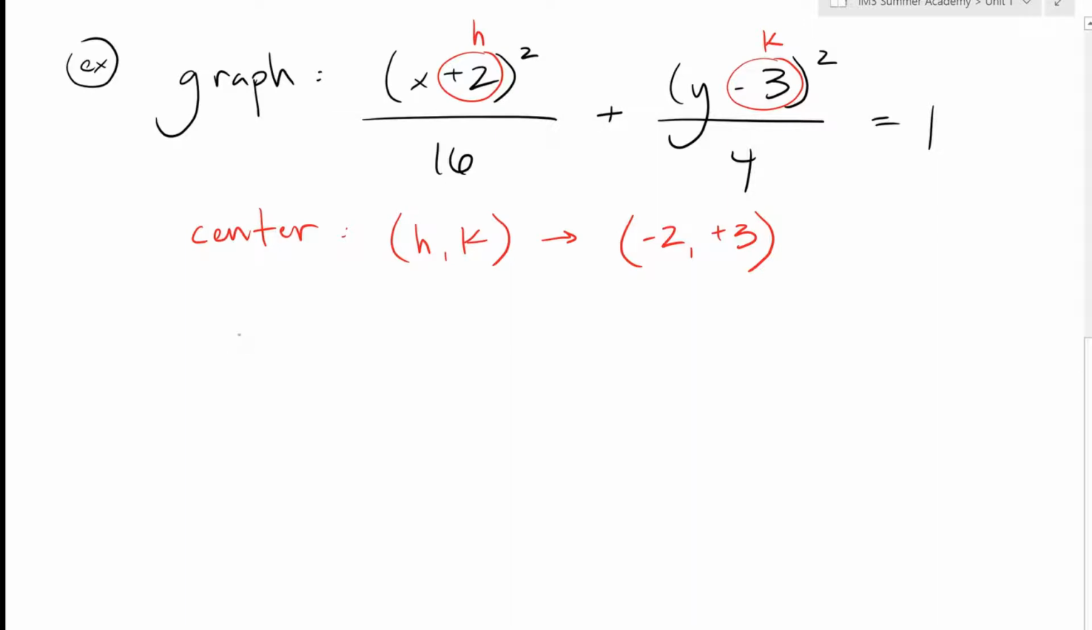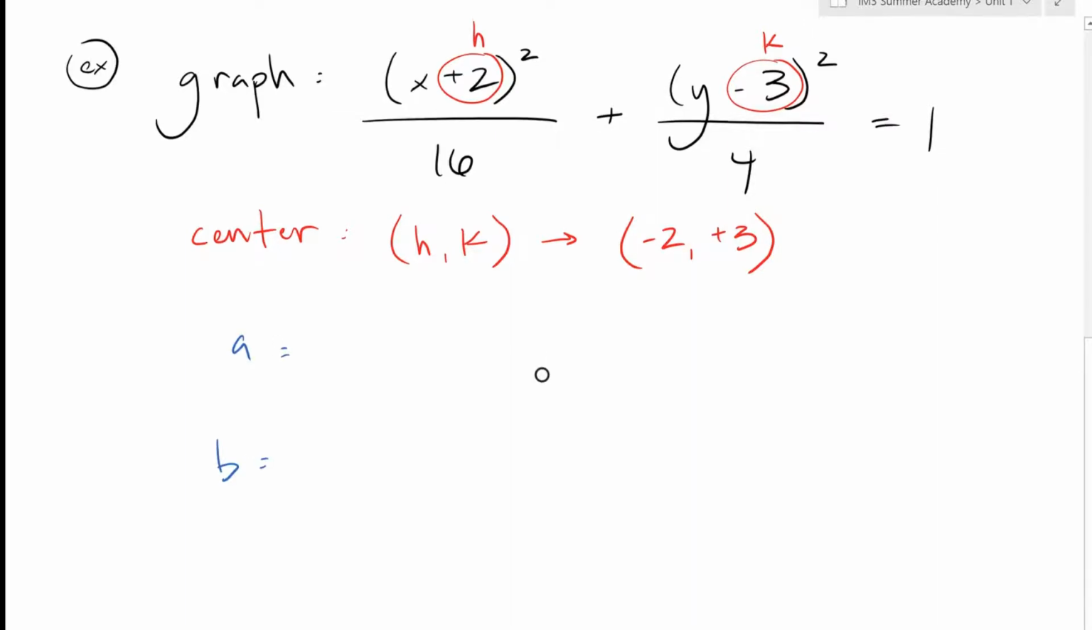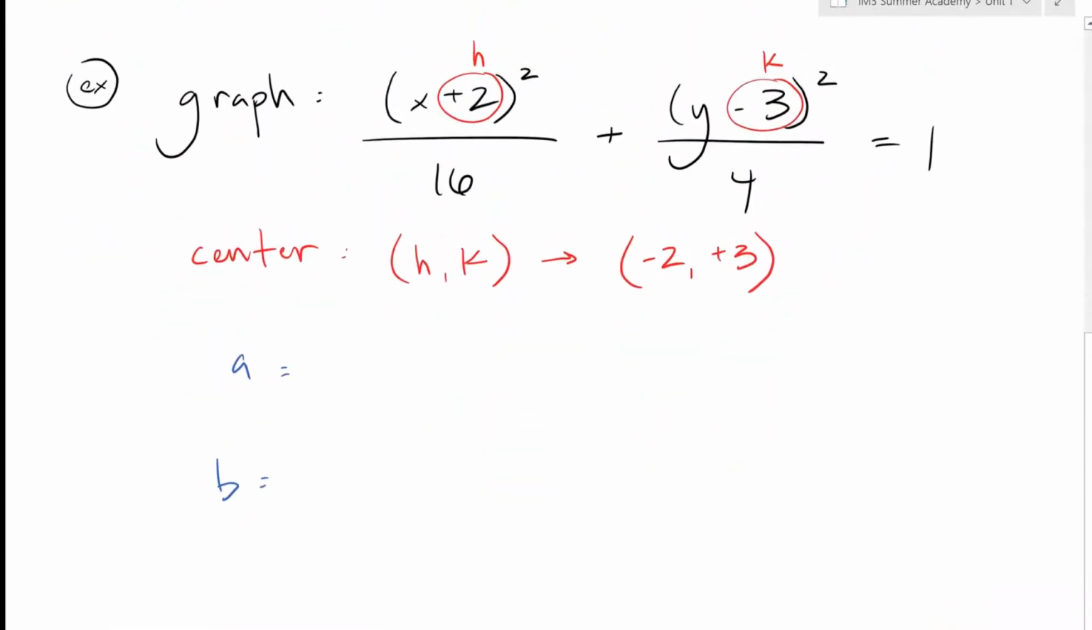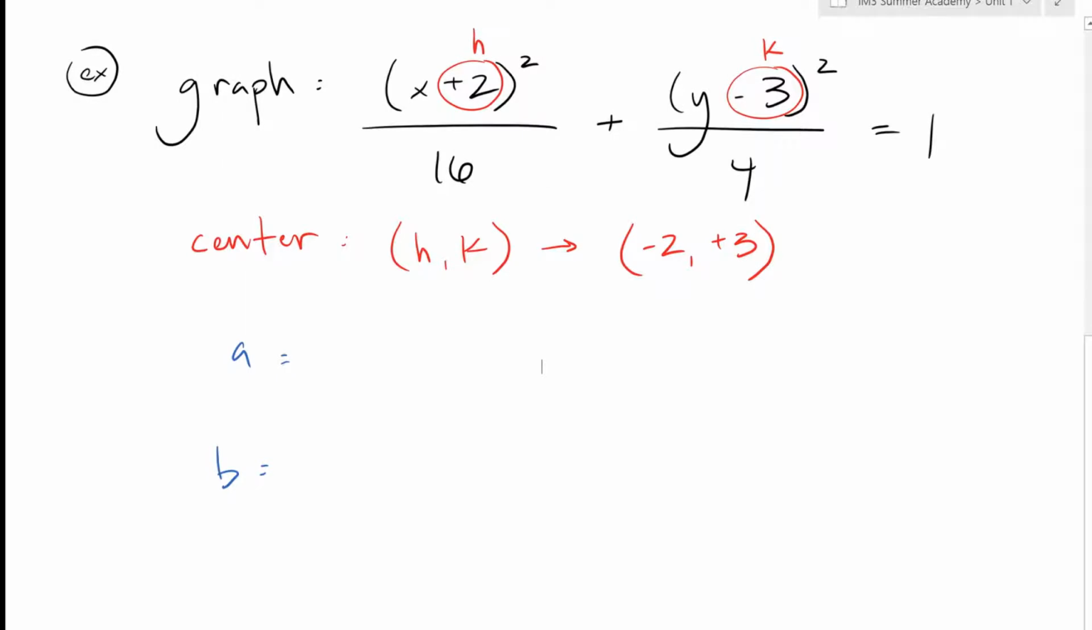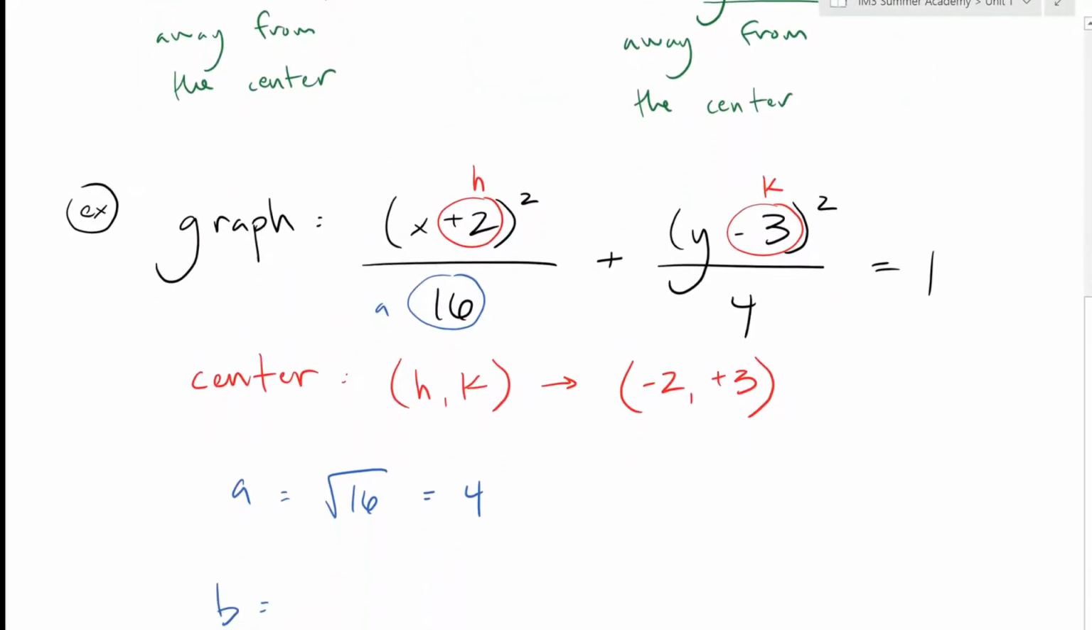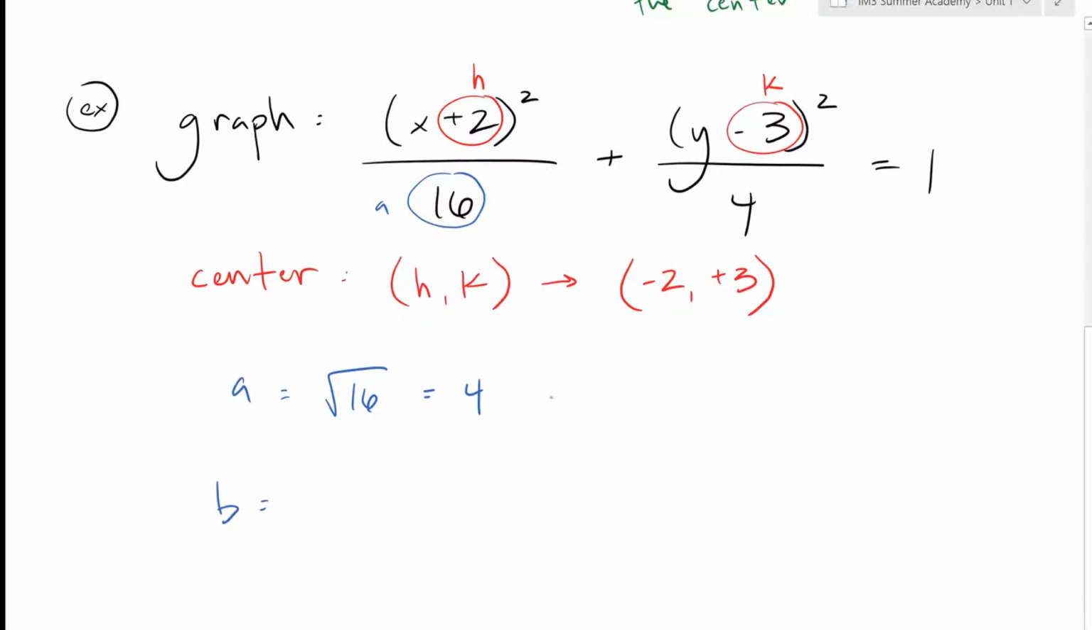The other thing I want to find are A and B. A, remember, we look back up here, A goes on the same fraction as X. So my A is going to be this one here, but we need to square root it. Okay, so I'll mark that as A. So square root of 16 is 4. And remember, we have it marked as above. This is the horizontal or x distance. It's the side to side. So I'm just going to make a little arrow here, side to side.